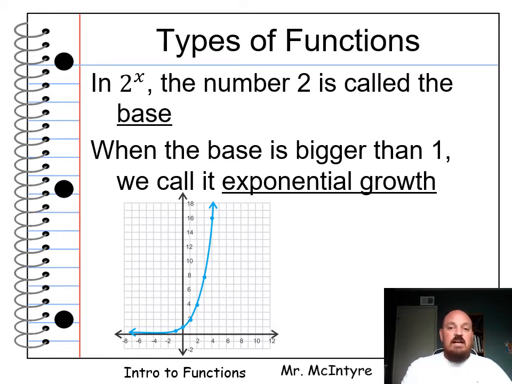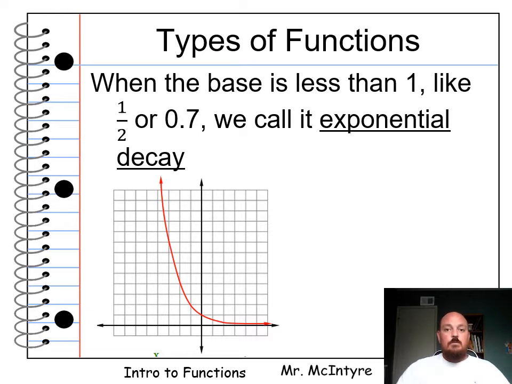Now the other type of exponential function is called exponential decay. And decay is the opposite of growth. To grow means to get bigger, to decay means to shrink or get smaller. So that happens when the base is less than 1. It's usually either a fraction like 1/2 or a decimal like 0.7. And what you get is a mirror image. It looks the same, but instead of being flat on the left-hand side and going up on the right-hand side, it's flat on the right-hand side and it's going up on the left-hand side.